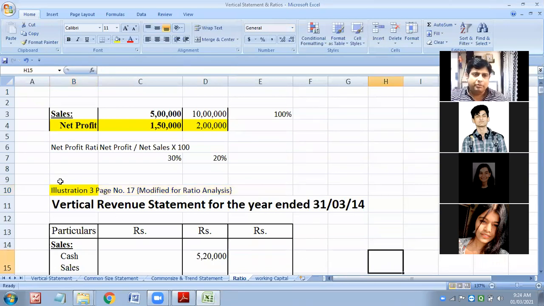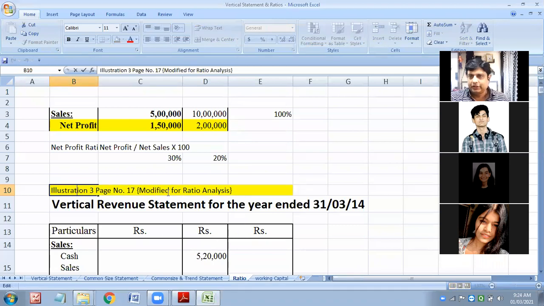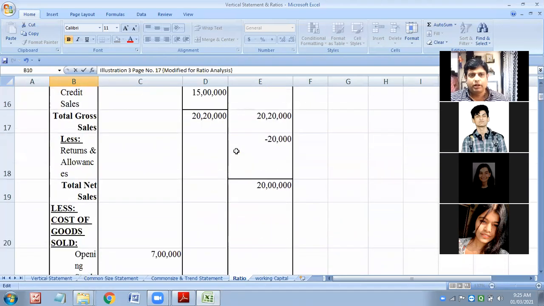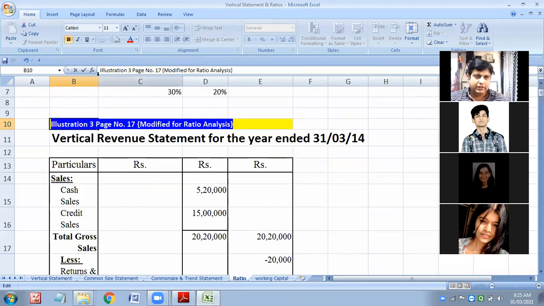So I'm taking the same question and trying to solve for ratio analysis. So this is the question for the revenue statement or P&L statement. These details are given.